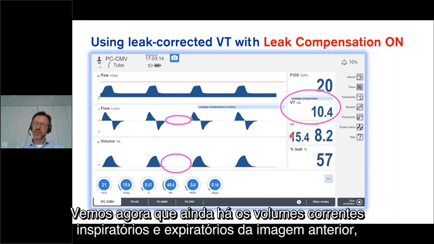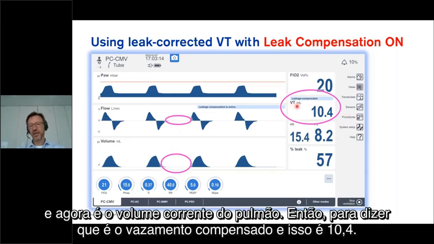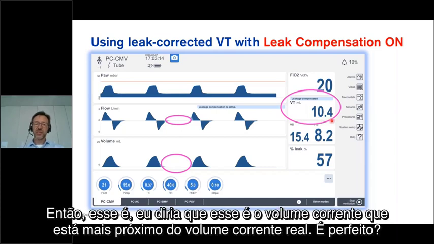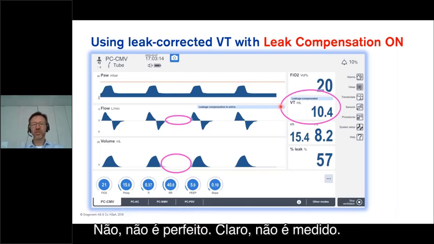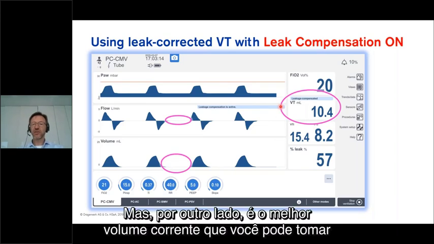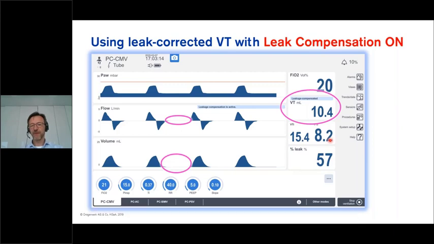We see now there are still the inspiratory and expiratory tidal volumes of the previous picture, but now we have an additional tidal volume, which is a VT without an index. And this is now the lung tidal volume, so to say. It's leakage compensated, and this is 10.4. And so I would say this is the tidal volume which is closest to the real tidal volume. Is it perfect? No, it's not perfect because it's not measured, it's calculated. But on the other hand, this is the best tidal volume you can take if you have the choice between leak compensated, inspiratory or expiratory one.